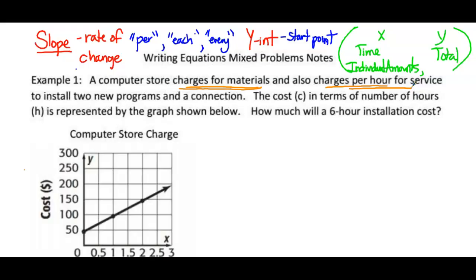The cost C, I'm going to circle that because I have to change my letters. The cost C in terms of the number of hours is represented by the graph shown below. Well, if we have a graph, we can find our equation in slope-intercept form. So if you all look at the graph, you should be able to tell what the y-intercept is. The y-intercept is 50.